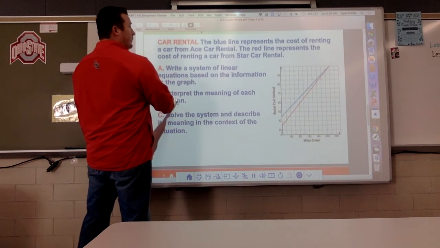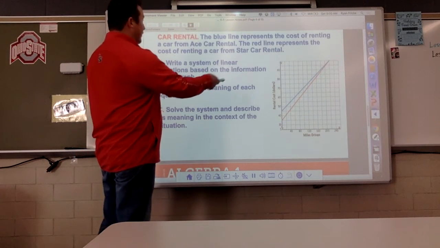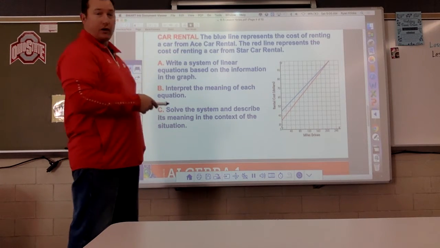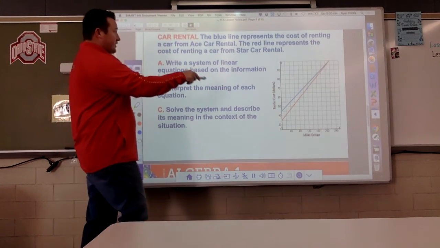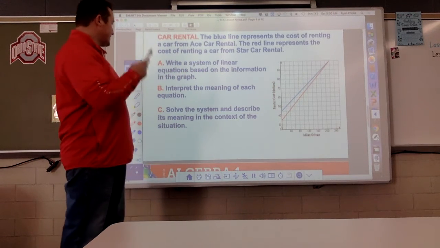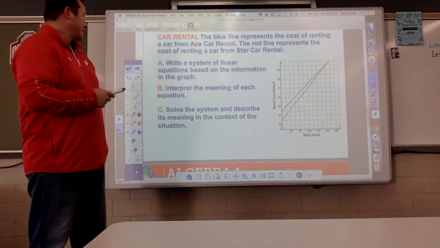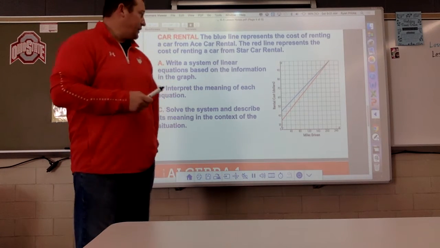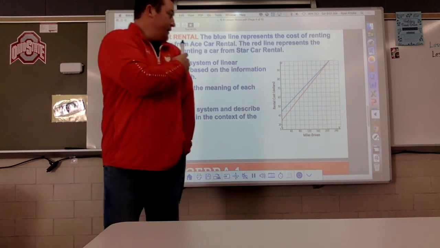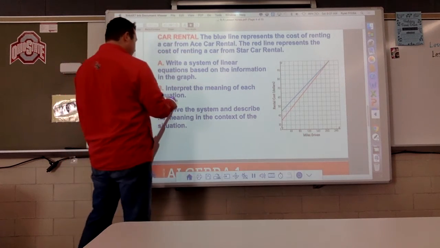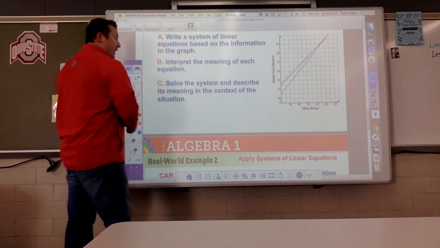Okay. The blue line represents the cost of renting a car from apparently Ace Ventura, Pet Detective Car Rental. Red line represents the cost of a car from this other place. Write a system of equations based on the information given in the graph. Okay, so guys, we know how to do this. Slope, y-intercept. Put it all together. You guys do that for me? Probably not. You need my help.